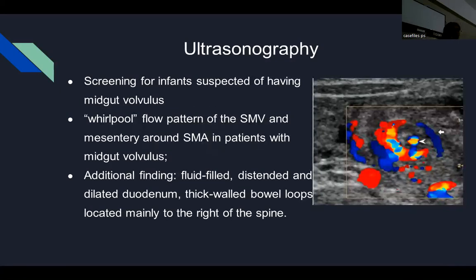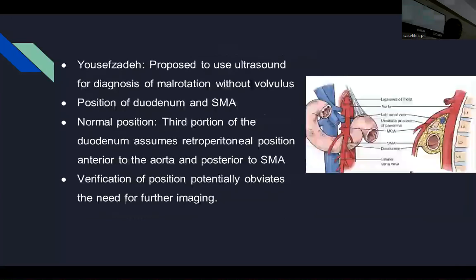Coming to the ultrasound, the screening of infants who are having suspicion of midgut volvulus has to be done with the ultrasound. And here we can appreciate the whirlpool flow pattern of the SMV and the mesentery around the SMA axis whenever there is a patient presenting with midgut volvulus. Additional findings which can be demonstrated in these patients include a fluid-filled distended and dilated duodenum along with thick bowel loops which are located to the right side of the spine because of the malrotation.